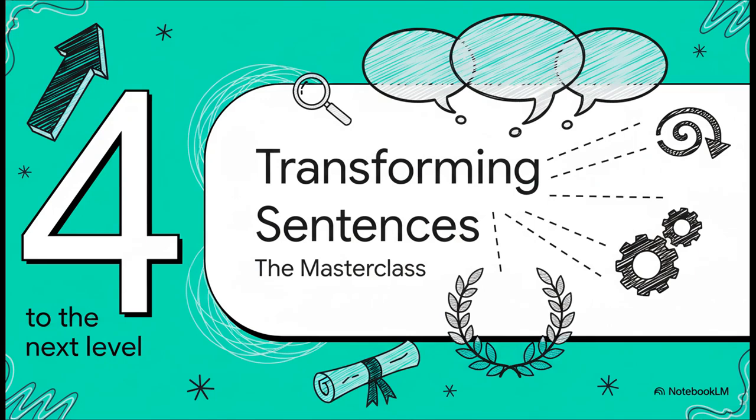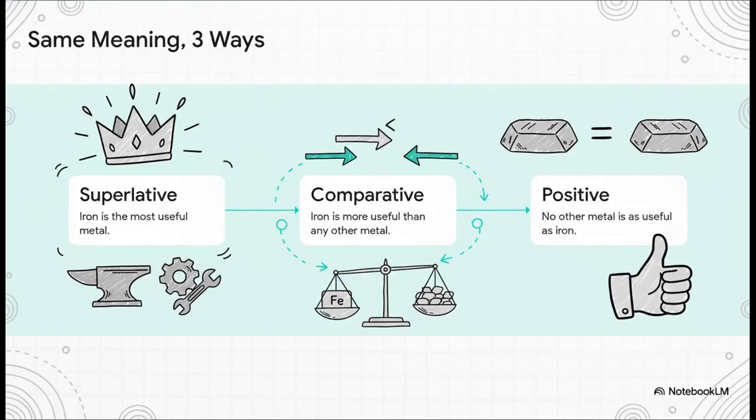Okay, you're ready to take this to the next level? Let's get into a master technique. Changing the degree of a sentence without actually changing its meaning. This is where you can really show that you've got this stuff down cold. Let's walk through this. We can start with the superlative. Iron is the most useful metal. Now, to change that to the comparative, we can say, iron is more useful than any other metal. And to get it all the way back to the positive, we just flip it. No other metal is as useful as iron. Did you see that? 3 totally different sentences, but the core idea is exactly the same.